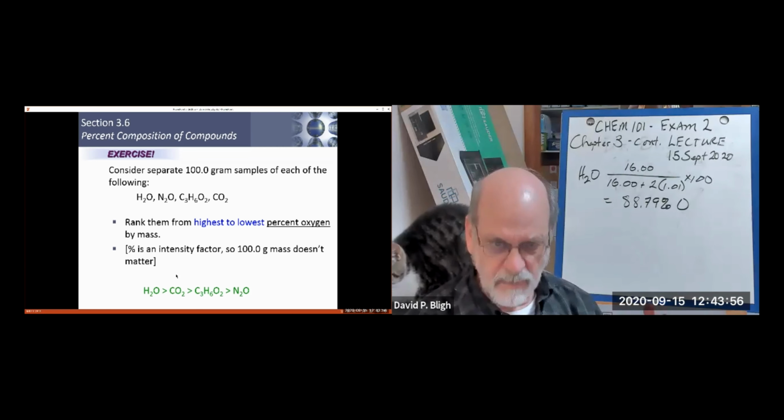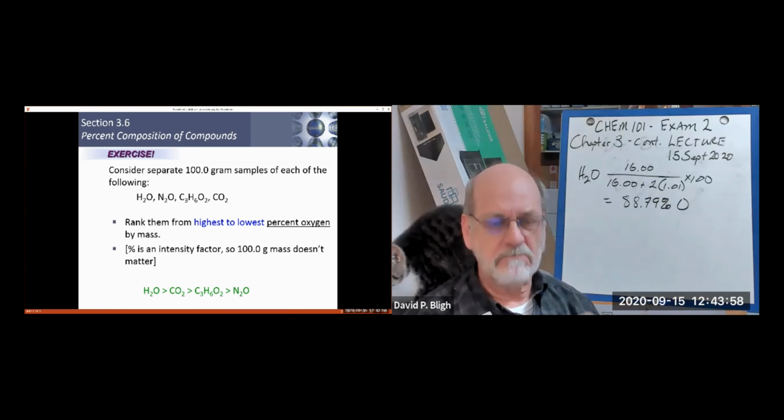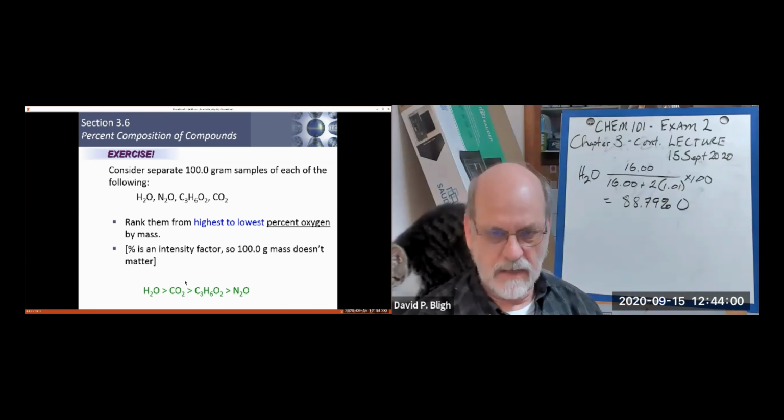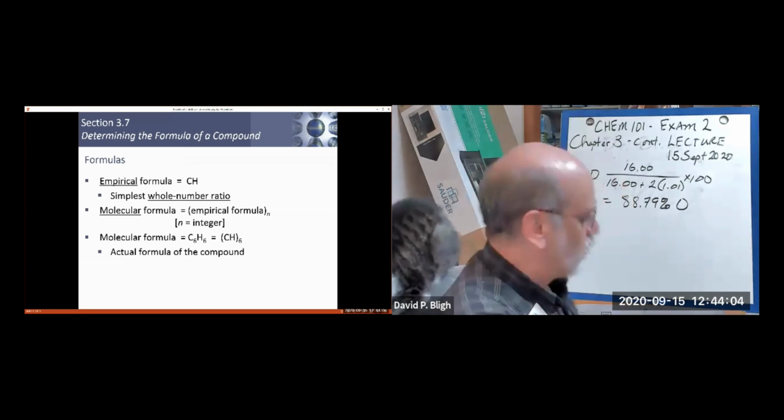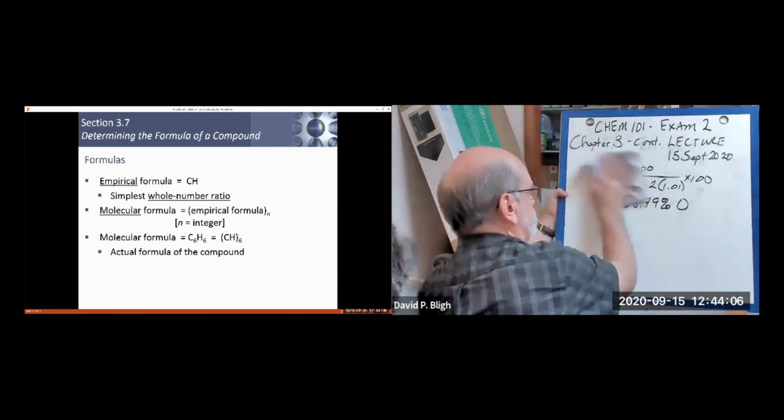And you just compare them. Do your assembly line, compare the values, and you're done. Now, this is more important, I think.